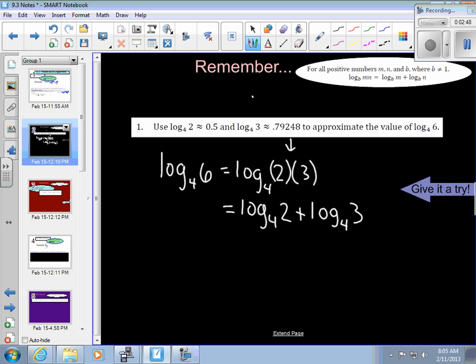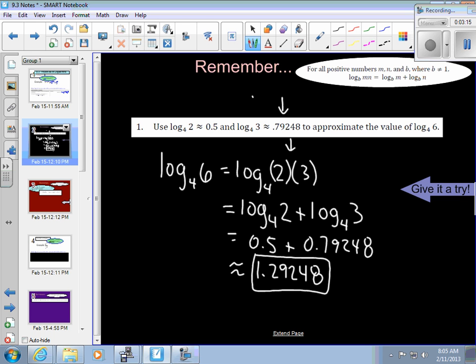Now using what they told us up here, we can approximate the value. So log base 4 of 2 is about 0.5. Log base 4 of 3, they tell us, is about 0.79248. Now we can add those together to get the approximate value, which is going to be about 1.29248. So it's using log properties. Let's take a look at another one.